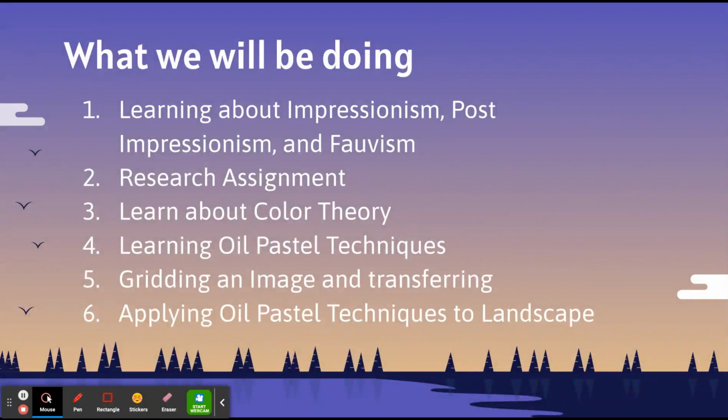So the first thing we're going to do is learn about Impressionism, Post-Impressionism, and Fauvism, and then you're going to complete a research assignment. That's all going to be explained in this video. Then you're going to be learning a little bit more about color theory. You're going to learn oil pastel techniques. You're going to be learning how to grid and transfer an image, and then you're going to apply everything to a landscape of your choice. Steps number 3 through 6 are going to be shown in a separate video.